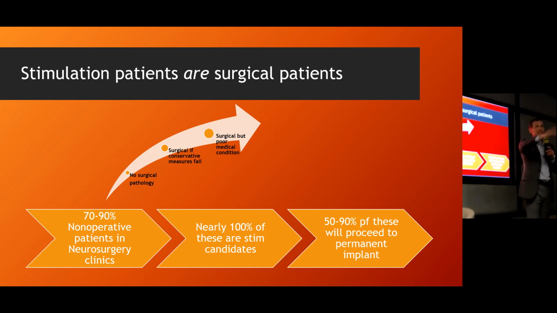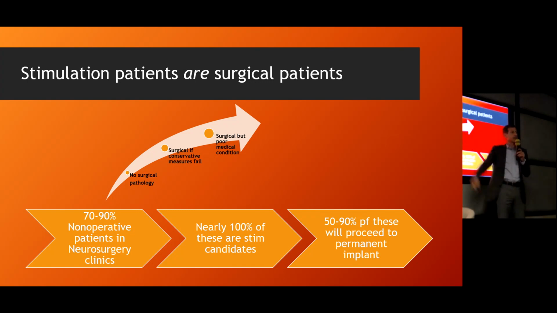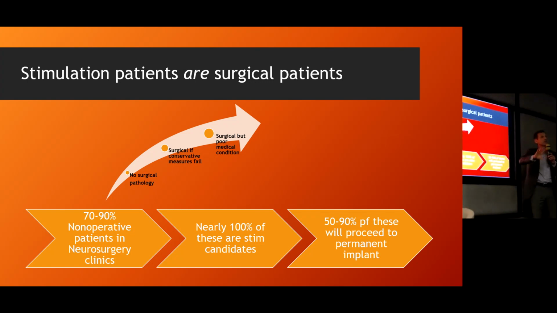They haven't tried anything else. No medicines, no injections, no therapies. So not surgical yet, but the MRI shows a possible surgical lesion. Or they're surgical, but they're just a poor candidate. Maybe an outpatient procedure would be okay. Maybe an awake procedure without general anesthesia would be safe for them. But a general surgery with high blood loss, like a spine fusion, they're not a candidate for. So the vast majority of patients we see, even with surgical pathology on the MRI, can't have surgery. So those people are candidates for stimulation. That's who we're thinking about for stimulation.